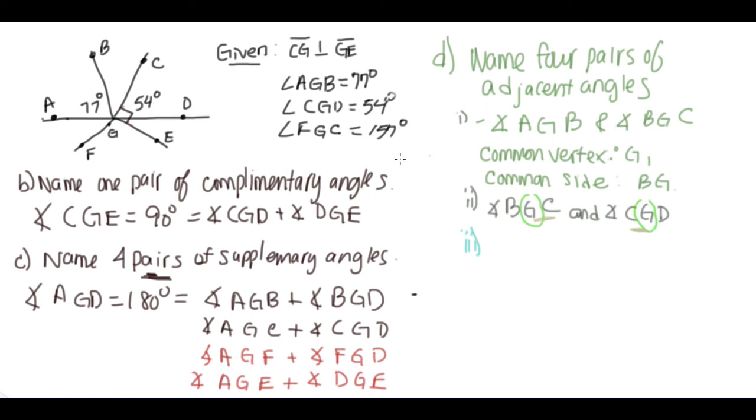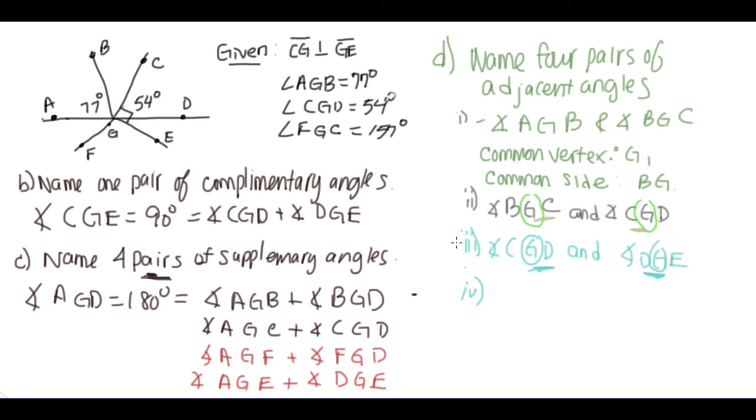Okay, the next one we can look at could be CGD and DGE. Angle CGD and angle DGE. Common vertex, common side. They do not overlap.